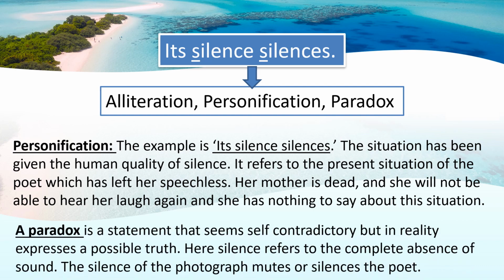And what is paradox? It's a statement that seems self contradictory, but in reality expresses a possible truth. Here, silence refers to the complete absence of sound. The silence of the photograph mutes or silences the poet.